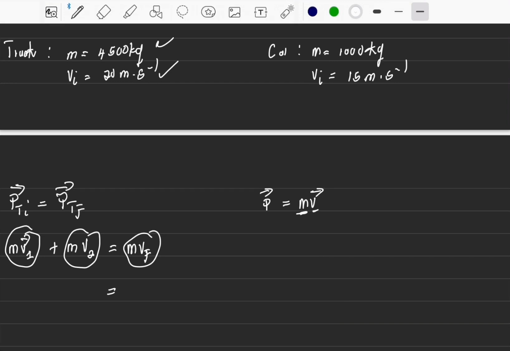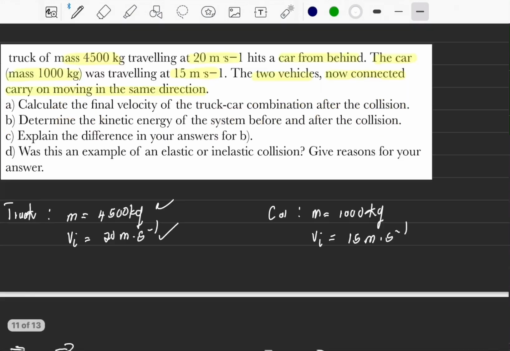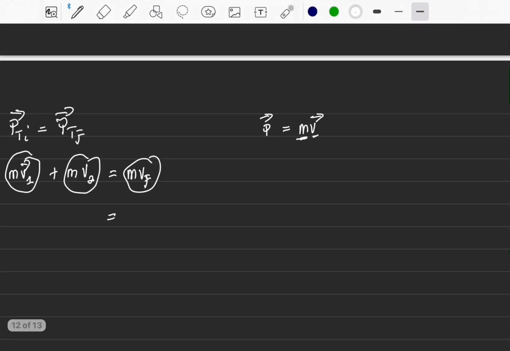So I did not write mv1 and mv2 again because we are told in the question that they are now connected. It means that they are actually one thing. That's why I only wrote mvf. Okay, so we substitute the information that we have.